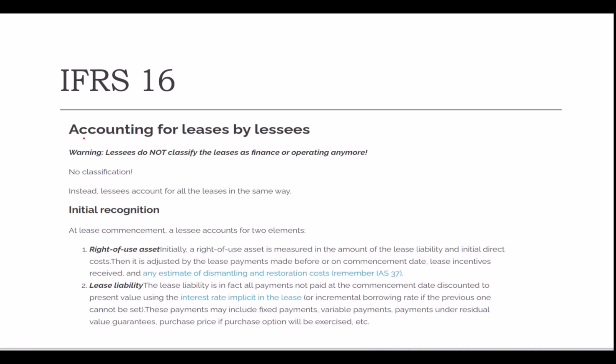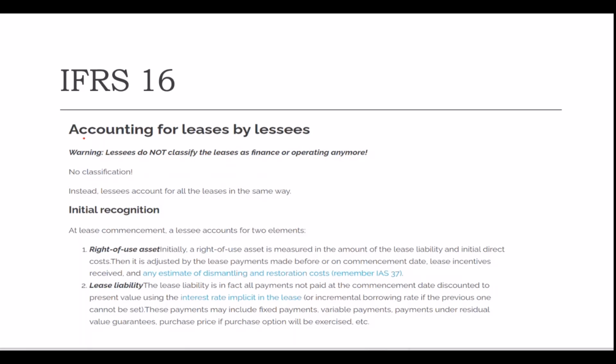So that is how you calculate the right of use. So the right of use of an asset is what? It's first the lease liability plus initial direct cost plus a provision for dismantling cost in the future. You bring it back to the present value. I'll show you how to do that. And then less what? The rebates or lease incentives.